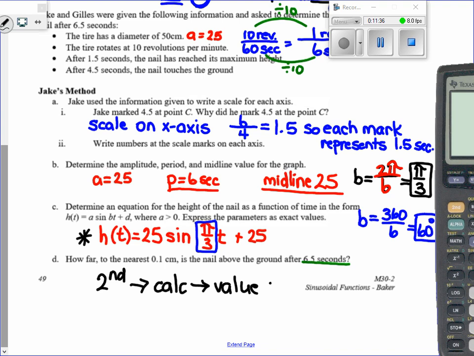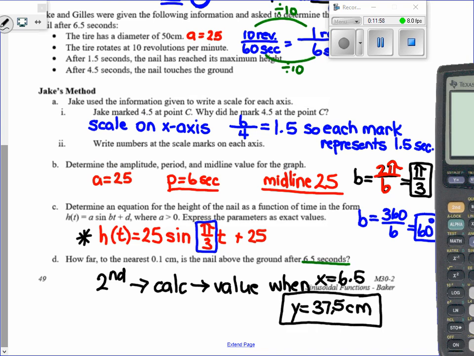when x is 6.5. And if you plug that in, you'll have to put the equation in first. Plug this in. It will tell you that your y is 37.5. And that's a measurement of height. Y is your vertical distance. It tells us that that scale is measuring in centimeters. So 37.5 centimeters above the ground.